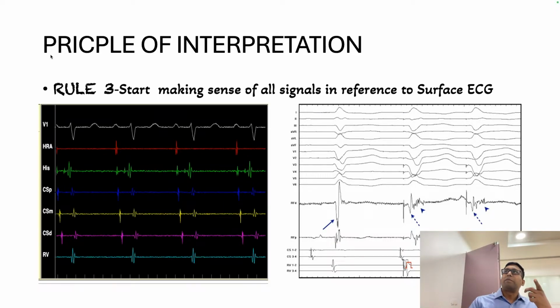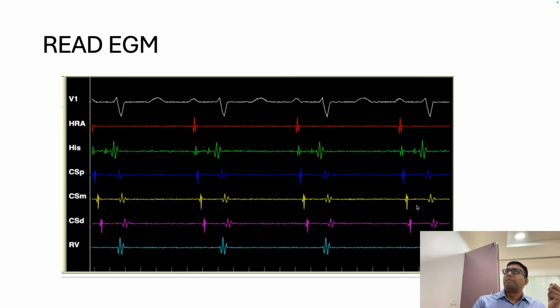And the third principle of interpretation: we have to start making sense. You can see that here the V signal is coming, here V, and there are a lot of signals, which we call late potentials. When we keep the same catheter in different locations, we should know what signal can be present in that location. Then we have to pace and see the behavior of that extra signal. That part will come when we discuss the signals.